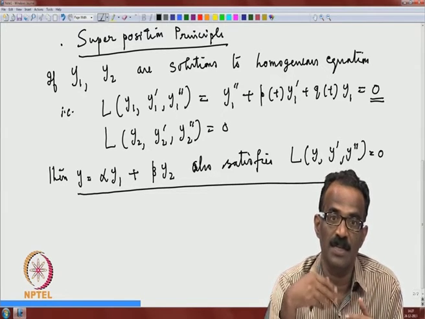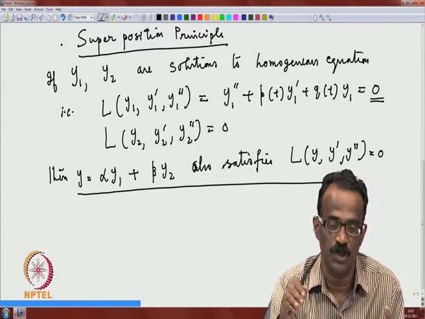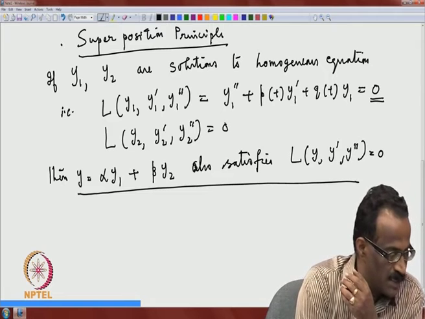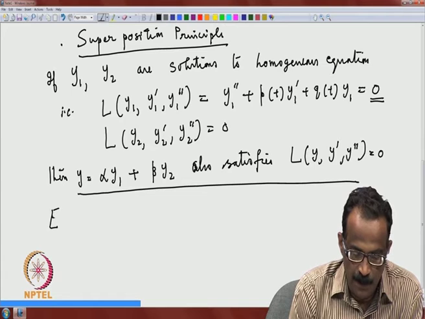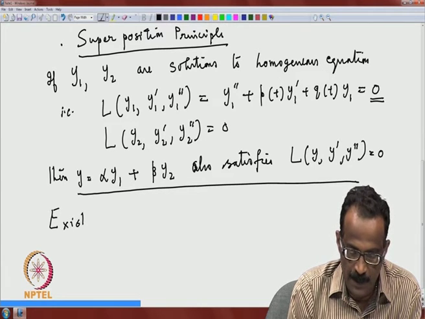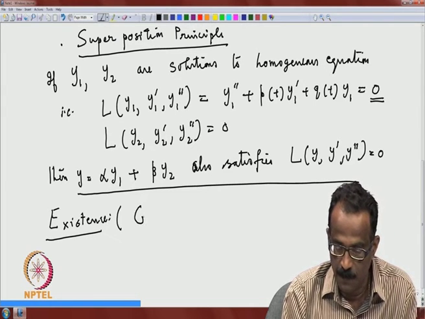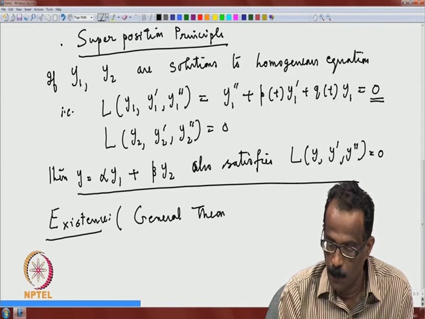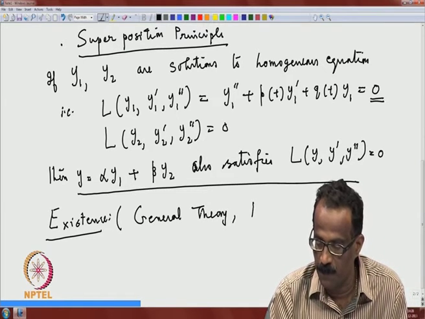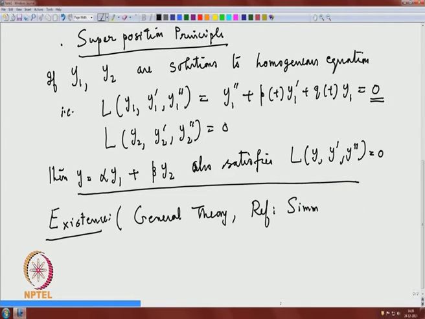So, we want to understand the structure of the solution space, but there is no way to determine the solutions, and that is what we are going to study in this situation. Regarding existence, this will follow from the general theory, which you will be studying, or one can also refer to any book. For example, you can refer to the book by Simmons to see a proof of existence.